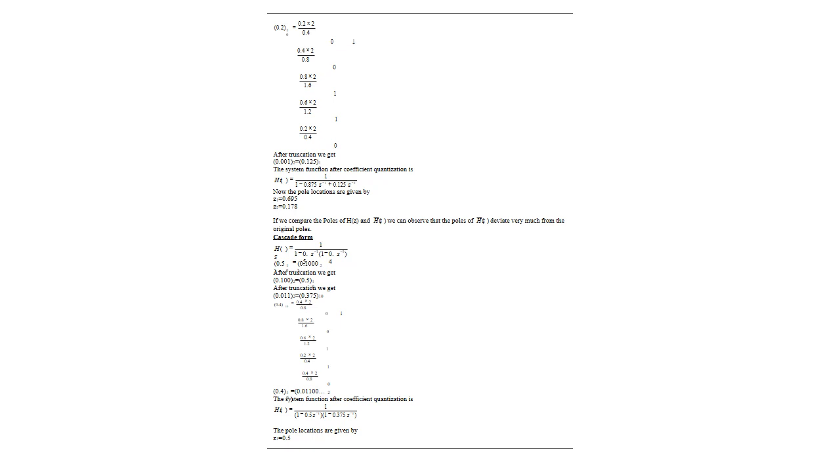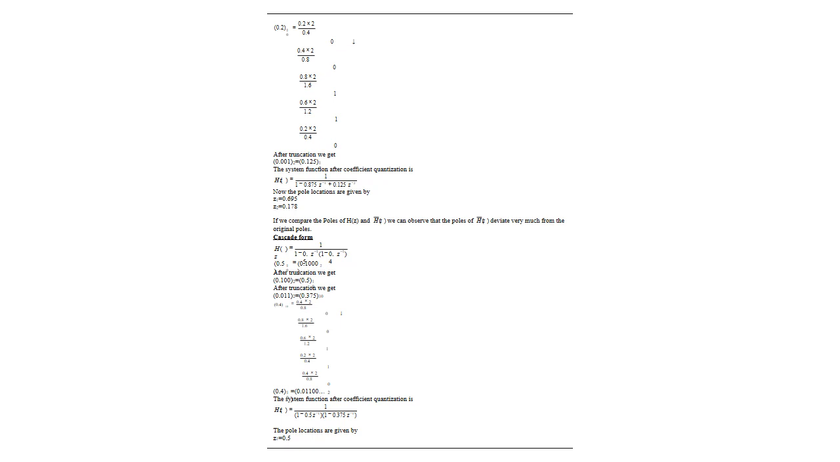0.4 means 0.4 into 2 is 0.8, that is 0. 0.8 into 2 is 1.6, that is 0. 0.6 into 2 is 1.2, that is 1. 0.2 into 2 is 0.4, that is 1. 0.4 into 2 is 0.8, that is 0.